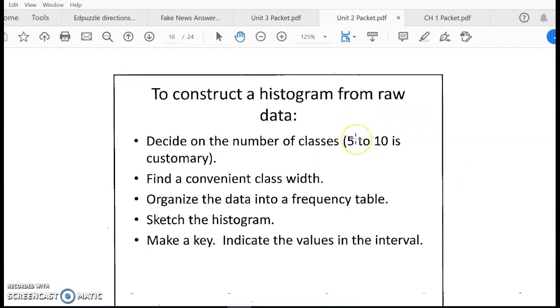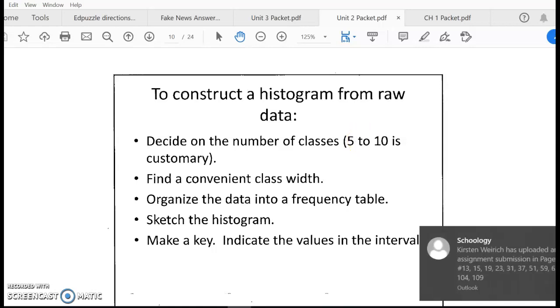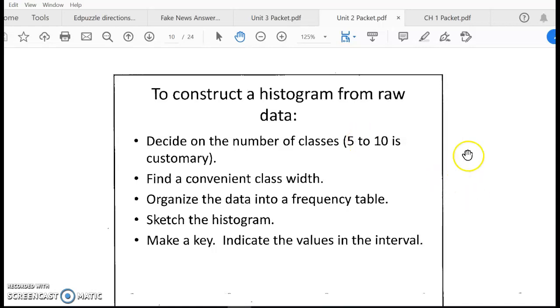So to construct a histogram from raw data, decide on the number of classes. So 5 to 10 is typical. If you have a much larger data set, you could definitely have more than 10. For what I'm going to ask you to ever construct in class, that's going to be 5 to 10. Okay? A lot of times you get to pick. So find a convenient class width.